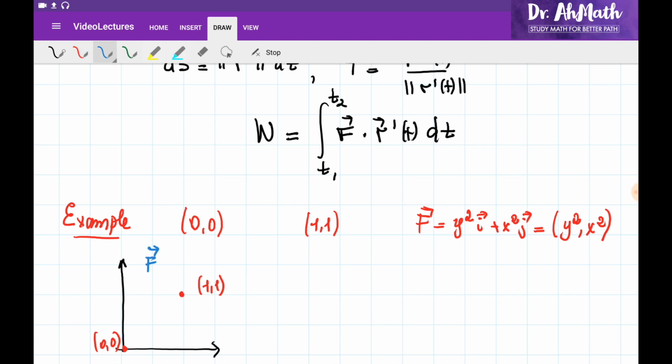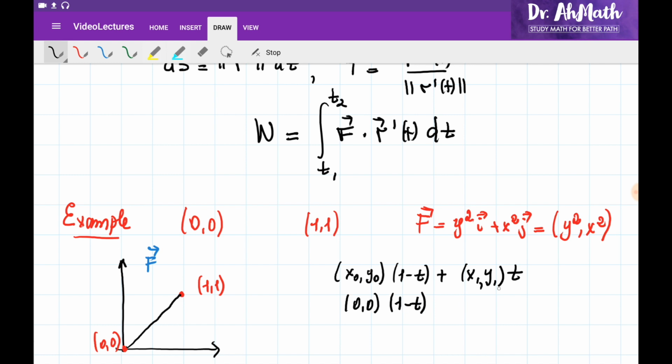And let's move this object, first of all, along some line between these 2 points. So first of all, we need to derive the equation of the line segment. The equation of the line segment can be obtained by multiplying the coordinates of the initial point by 1 minus t, plus the ending point of the line segment, x1 and y1, multiplied by t. So in our case, x0, y0 is 0,0, multiplied by 1 minus t, and the ending point is 1 and 1, multiplied by t.